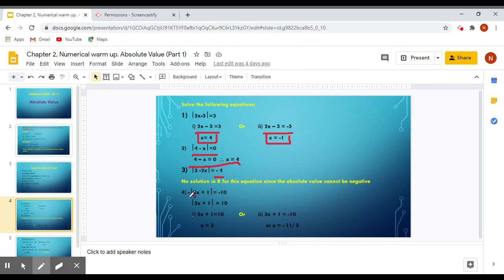Now here I have minus absolute value of 3x plus 1 equal minus 10. I can multiply both sides by minus. I will have a positive answer. Now I solve it for the plus, I solve it for the minus, and I have two solutions for this equation.